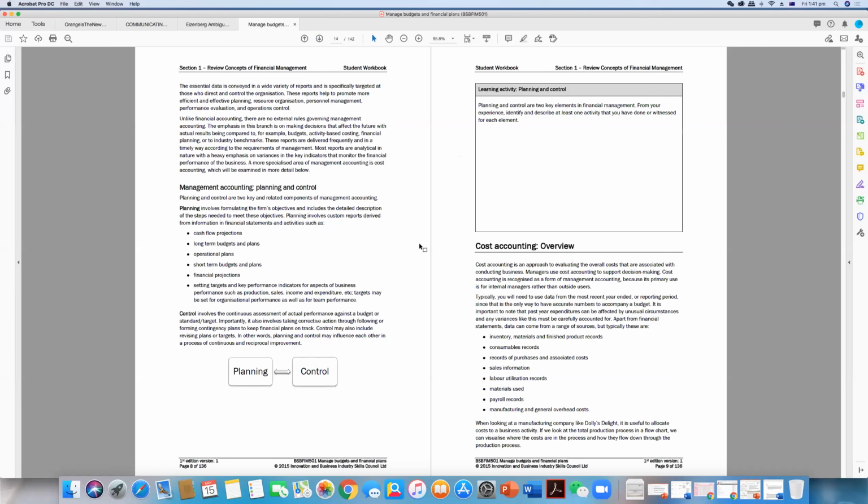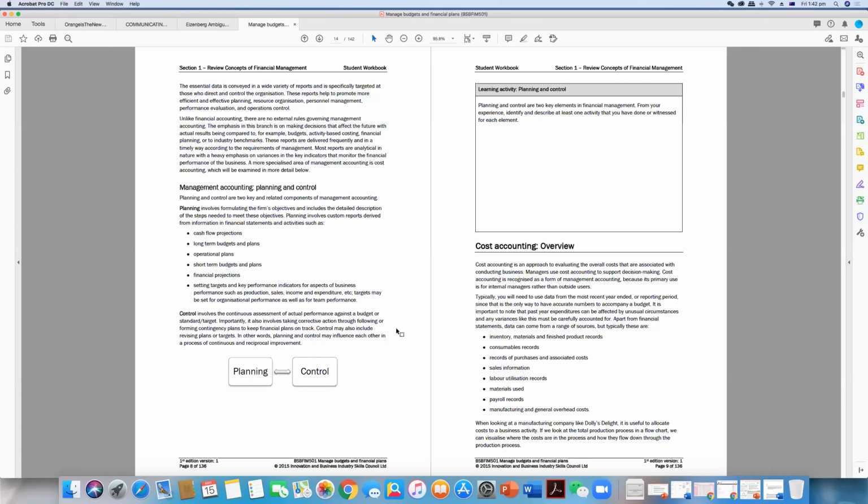And next, management accounting is about planning and control. So planning first involves the firm's objectives and includes the detailed description of the steps you need to meet these objectives. So planning involves custom reports derived from information in financial statements and activity such as projected cash flow, like the ledgers and journals which are about the cash flow. And the long-term budget and the operational plans, the plans for when you operate, how much you need to spend and how you operate, and the long-term budget and plans, financial projections, and the targets and the key performance indicators, KPI.